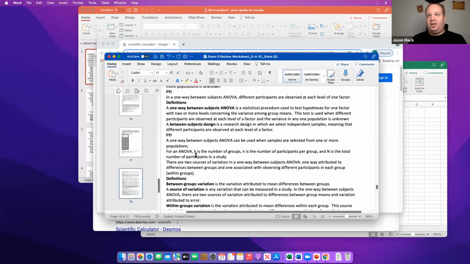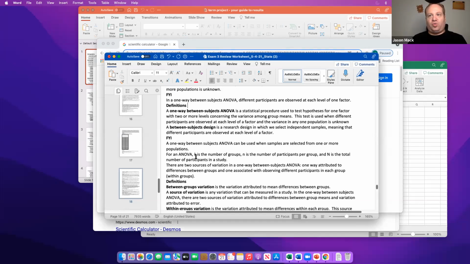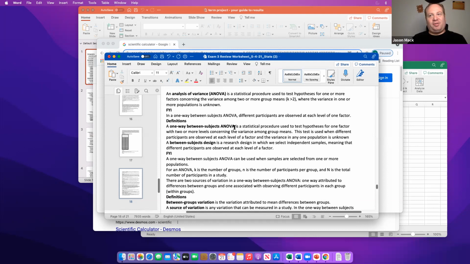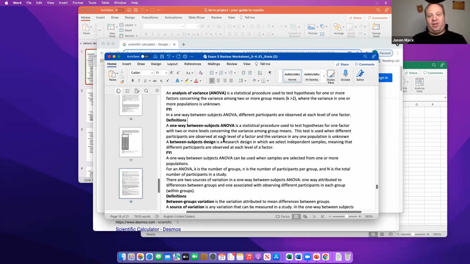And I would just scroll when I was recording before on that Word document, because a lot of what I was walking you through is right on that Word document. A one way between subjects ANOVA, and I feel like the confidence intervals, I feel like that was pretty straightforward and everyone had a pretty good sense of those.